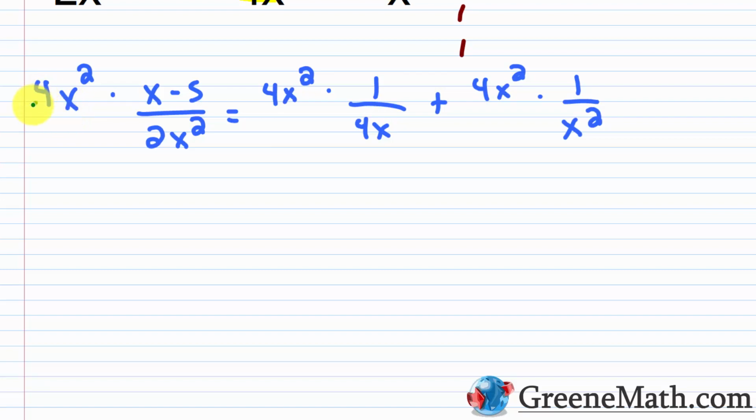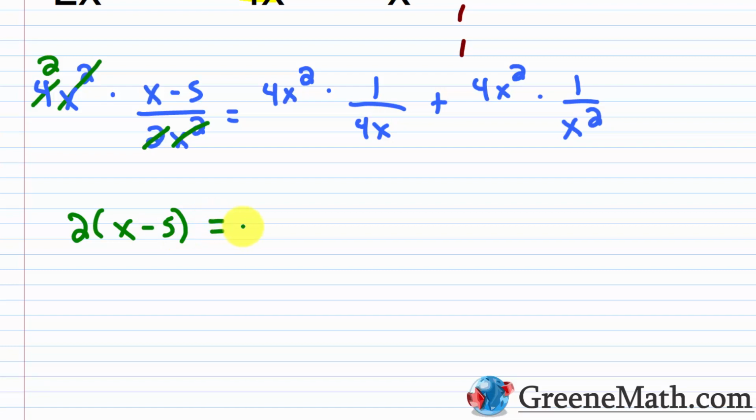On the left, the 4 would cancel with the 2 and give me a 2, and then x squared over x squared is 1. So essentially you have 2 times the quantity (x minus 5). You've got to make sure that you multiply the 2 by each term here. Don't just put 2x minus 5. That's wrong and it's a common mistake. So you want to say this is 2 times the quantity (x minus 5). Again, wrap x minus 5 inside of parentheses.